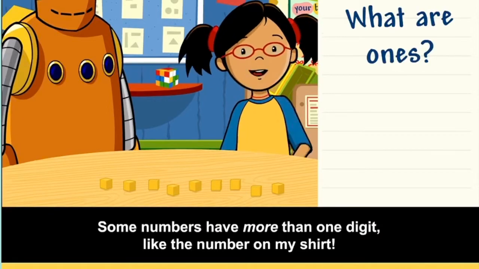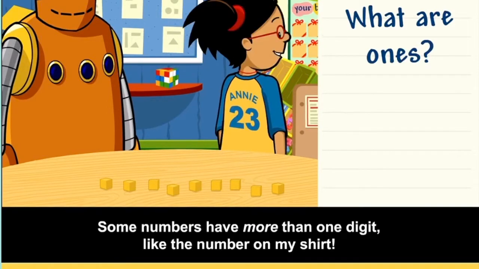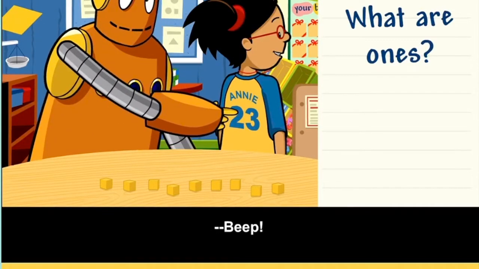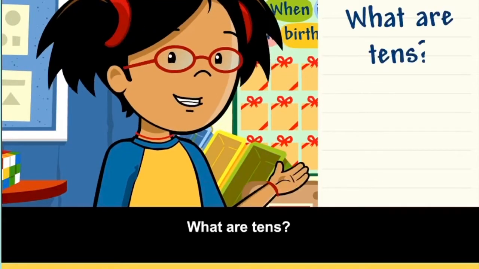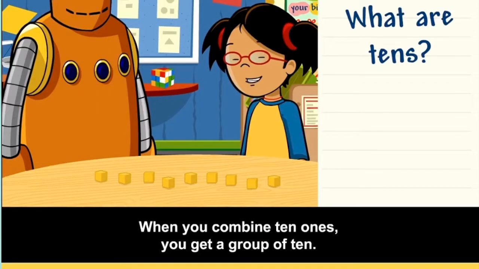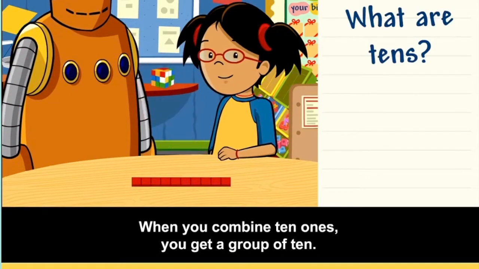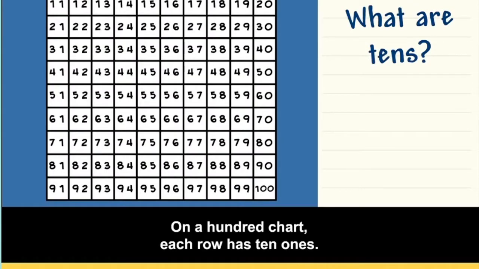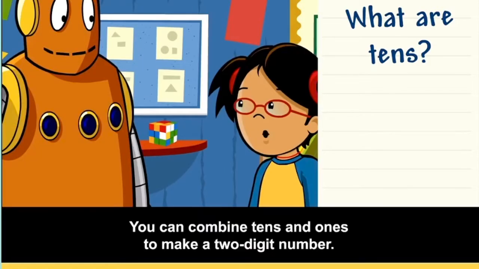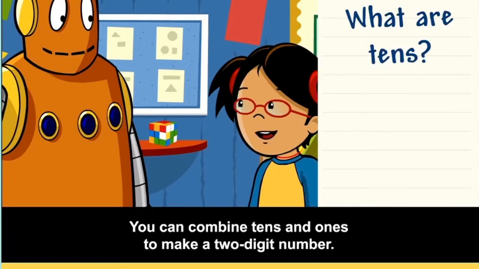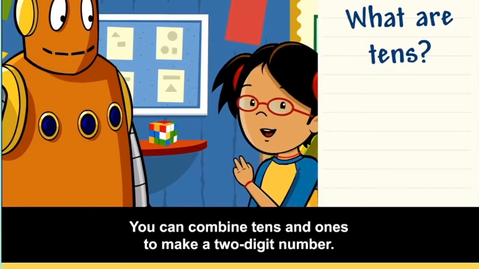Some numbers have more than one digit, like the number on my shirt. What are tens? When you combine 10 ones, you get a group of 10. On a 100 chart, each row has 10 ones. You can combine tens and ones to make a 2-digit number.